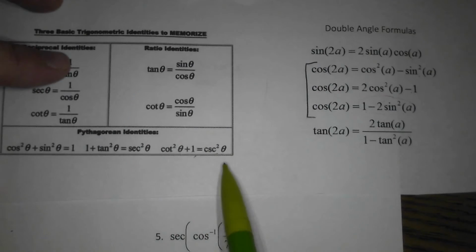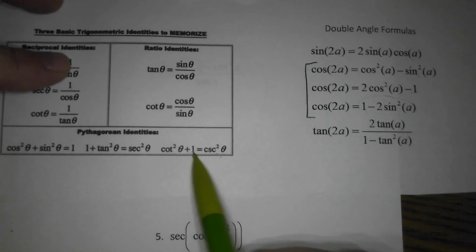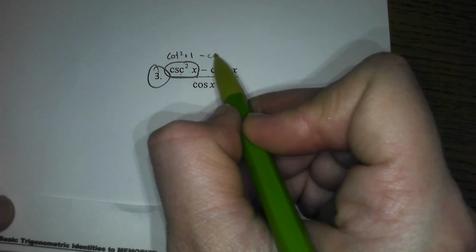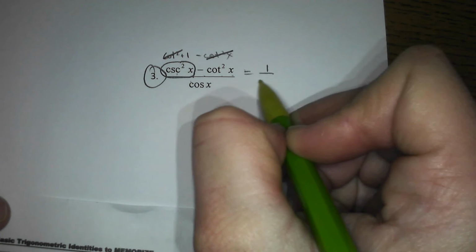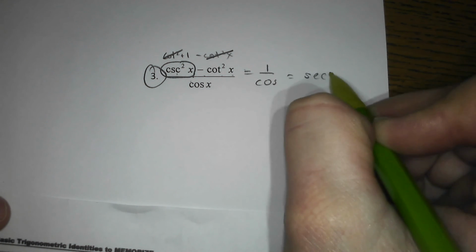So cosecant squared is the equivalent of cotangent squared plus 1. But then there's the minus cotangent squared, and those will cancel. So this just ends up being 1 over cosine, which is secant of x.